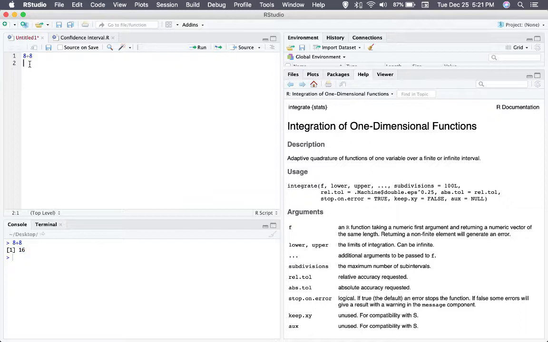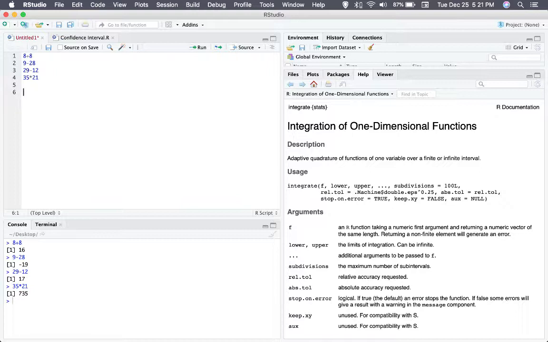Similarly, 9 minus 28, click on run. So the answer is negative 19. We can do the division, 29 divided by 12, click on run, and multiplication, 35 multiplied by 21, click on run, 735.